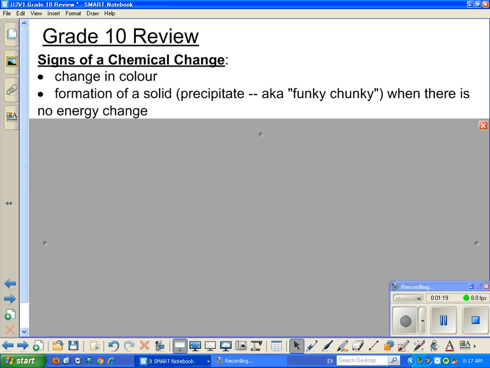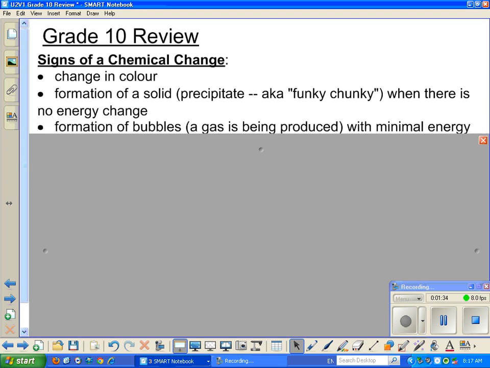So it seems pretty abnormal that you can take two things that might be in aqueous form or might be in liquid form, mix them together, and all of a sudden a solid appears out of nowhere. That's the kind of thing that I'm talking about here when I talk about formation of a solid.